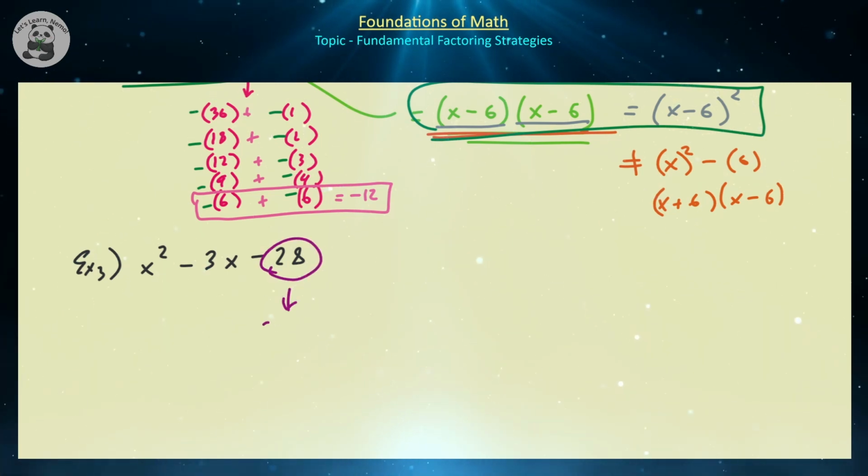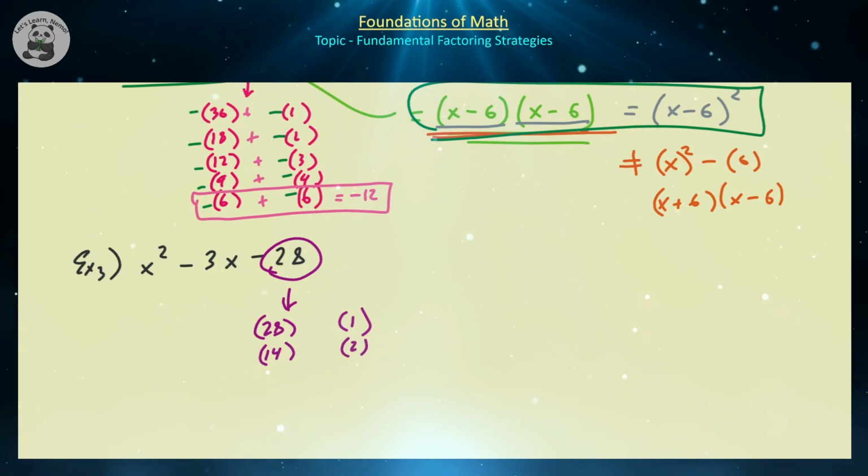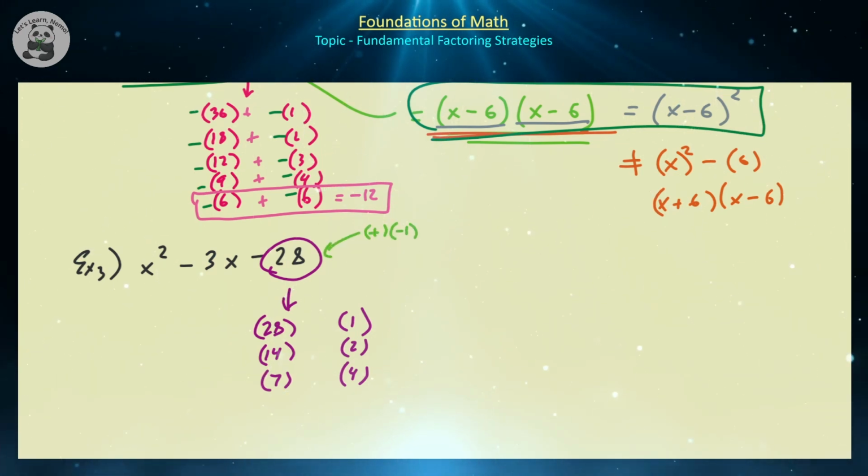28 can be represented as 28 times 1. We also have 14 times 2, and we also have 7 times 4. Our product is negative, so it's going to be a positive times a negative number. So we can either do positive 28 and negative 1, positive 14 and negative 2, positive 7 and negative 4, or the reversals. If one is positive, the other has to be negative.